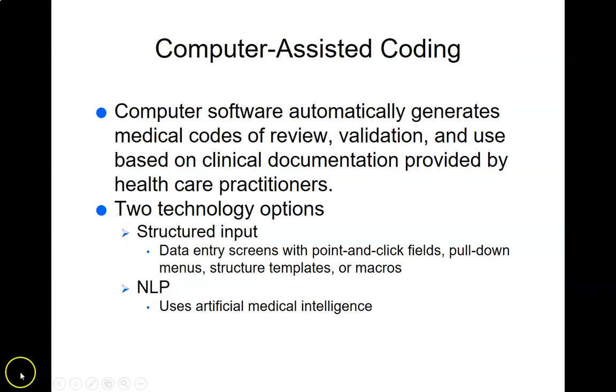Computer-assisted coding. Many factors have pushed medical practices to adopt computer-assisted coding, the CAC. The CAC is computer software that automatically generates medical codes for review, validation, and use based on clinical documentation provided by healthcare practitioners. The two technology options are structured input, which is data entry screens with point-and-click fields, pull-down menus, structured templates, or macros, and NLP, a natural language processing system that must be regularly updated to address new medical terminology and conform to changes in coding guidelines.